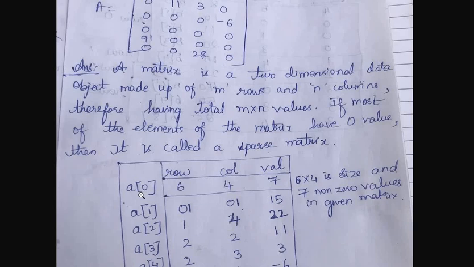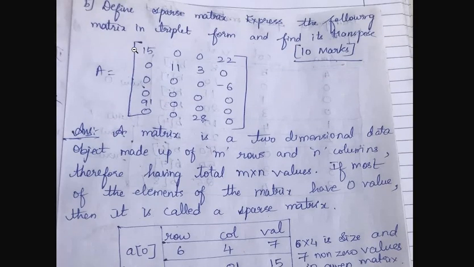As we know, we are doing it in terms of an array, so it starts with index 0. Firstly, we have to specify initially the number of rows, number of columns, and number of non-zero values. How many rows do we have here?